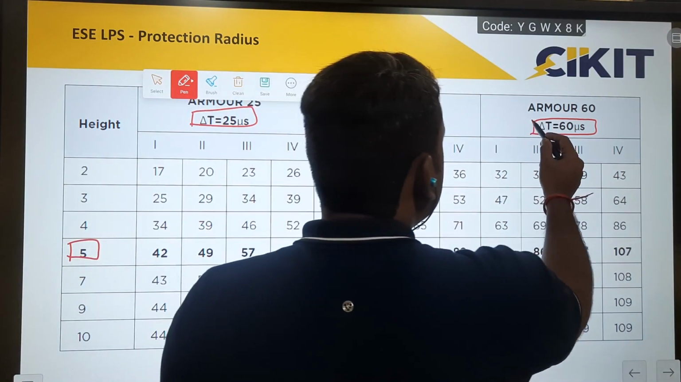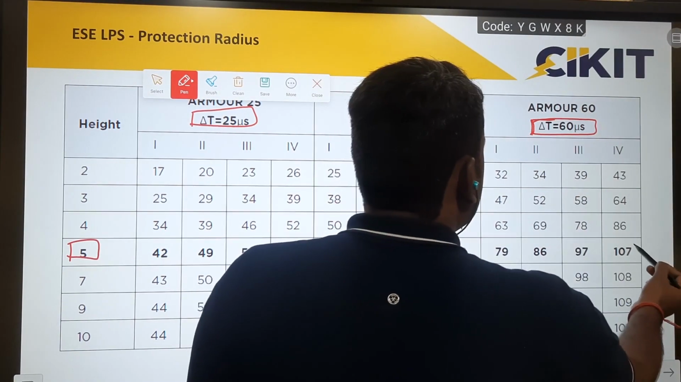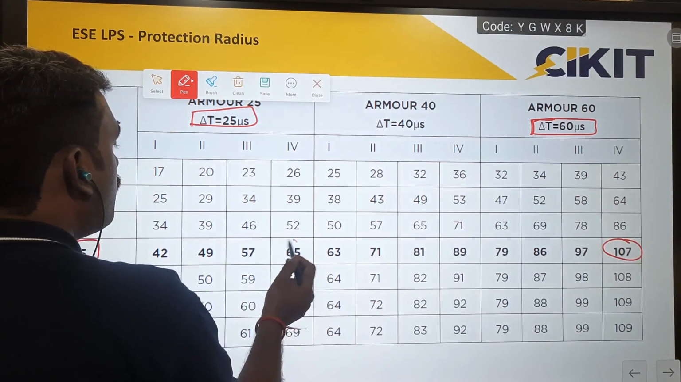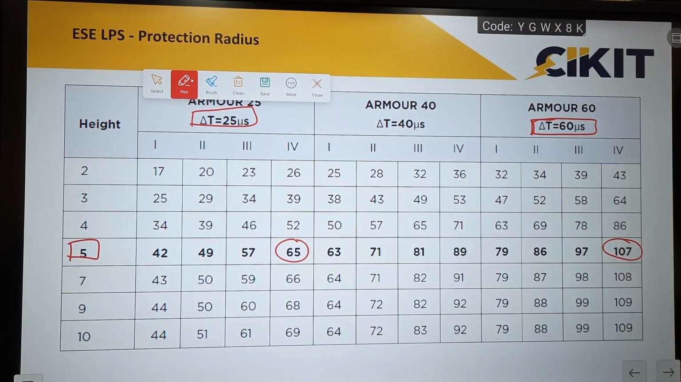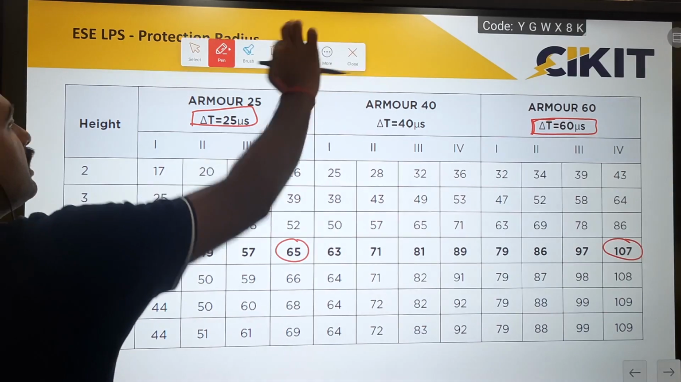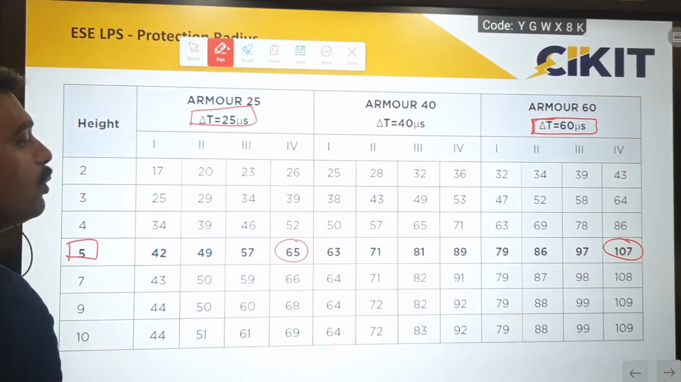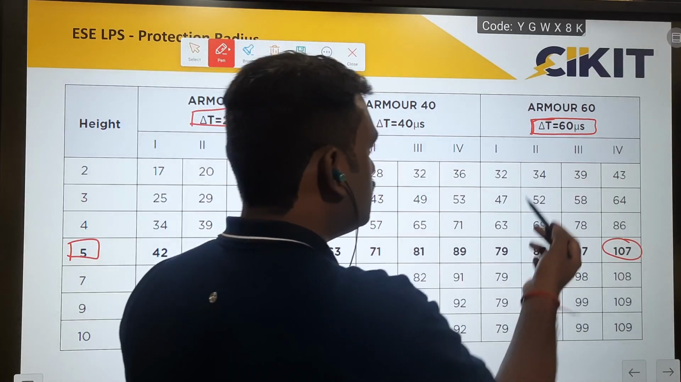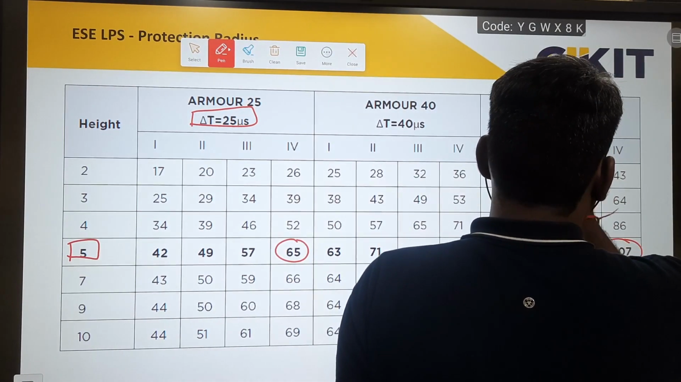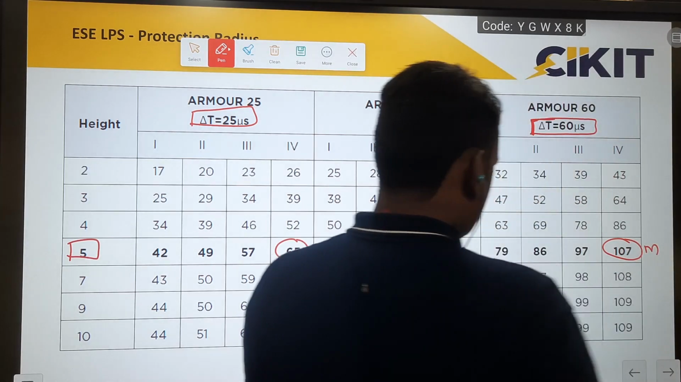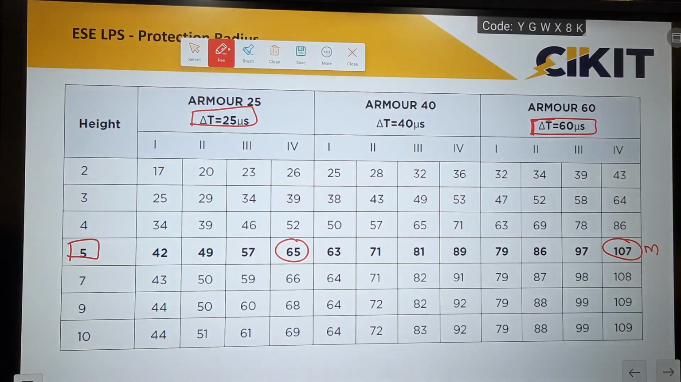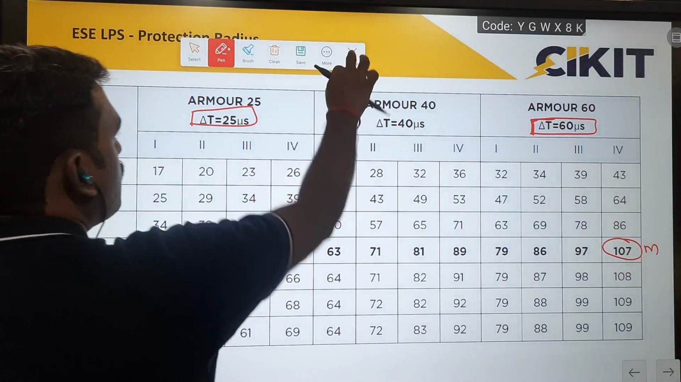So since this terminal is sending 60 microseconds in advance, the radius of protection will be higher than the radius of protection of the module which sends 25 microseconds in advance. So if it is sending a trigger 25 microseconds in advance, the radius can be only 65 meters, and if it is 60 microseconds in advance, the radius will be 107 meters. So here the height is not from the ground level, the height has to be above the structure to be protected. Since all these parameters are fixed, this calculation is applicable to all the ESE modules irrespective of the make.